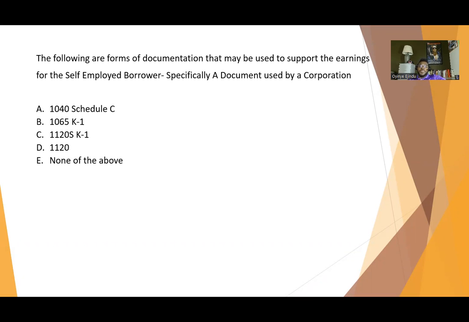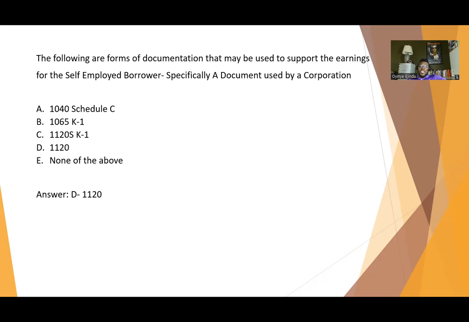So question number one: the following are forms of documentation that may be used to support the earnings for the self-employed borrower, specifically a document used by a corporation. A, 1040 Schedule C; B, 1065 K1; C, 1120S K1; D, 1120; and E, none of the above.